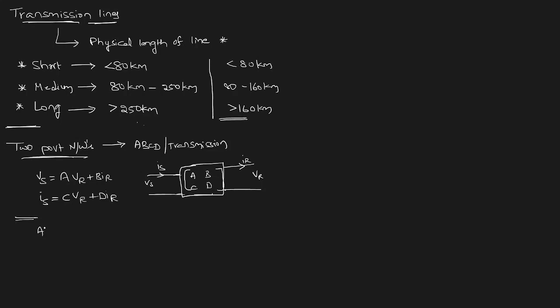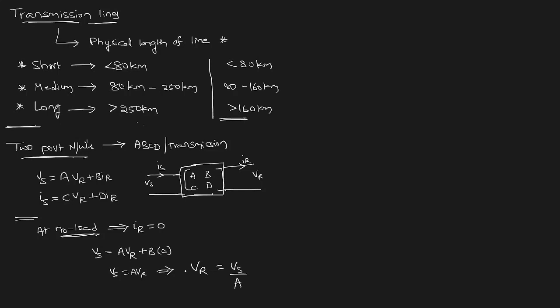Now, at no load, we know that the receiving end current will be zero, right? Since the load is not there, we can conclude that the receiving end current is zero. Therefore, please make the changes in the first equation: A VR plus B into zero. Now it becomes Vs equal to A VR. Therefore, we can write this as VR equal to Vs by A, right?